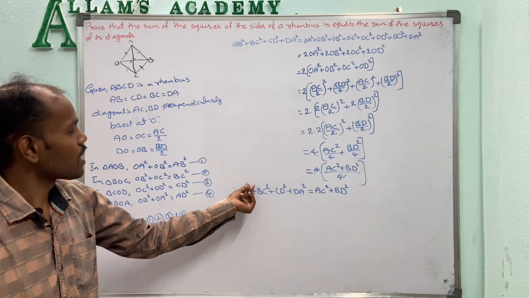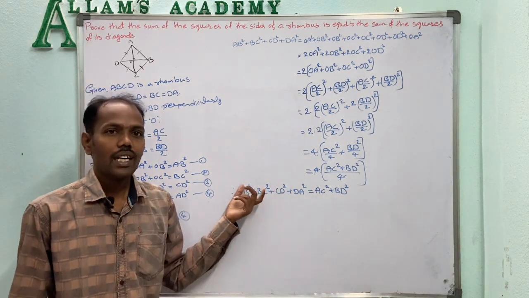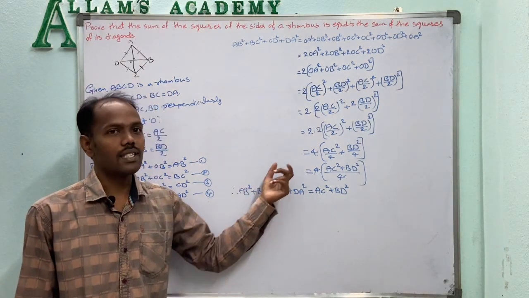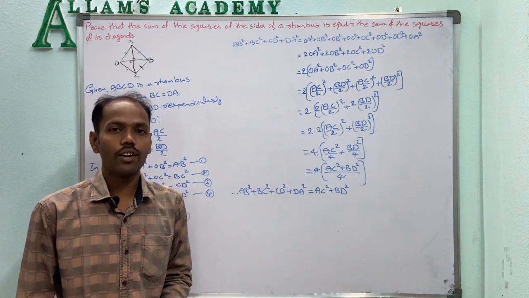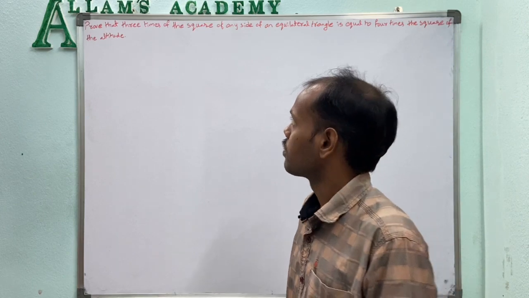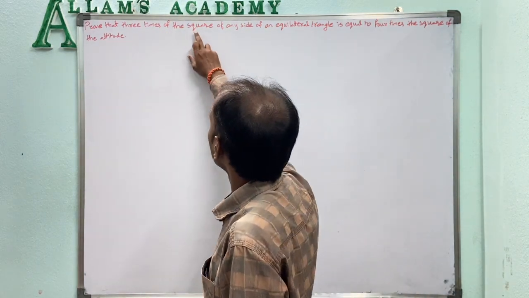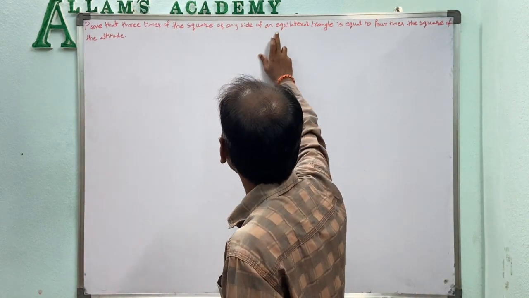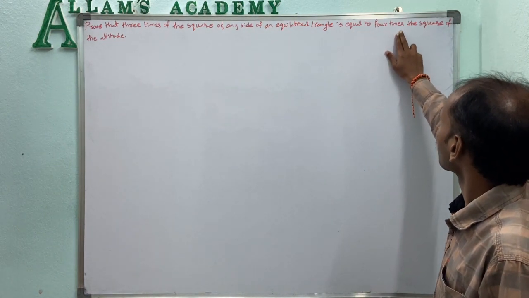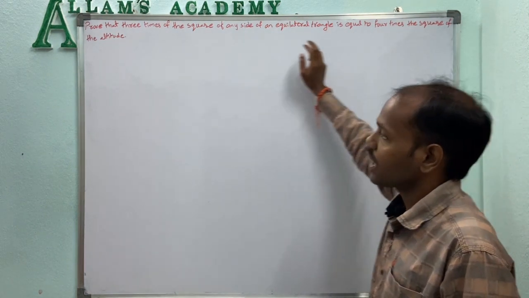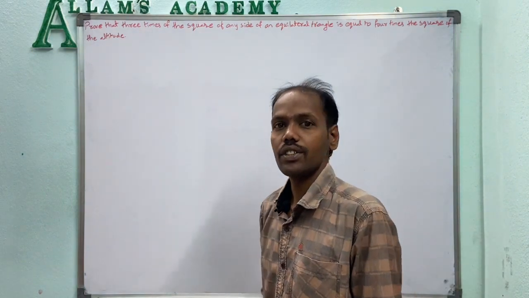So the sum of the squares of the sides of a rhombus is equal to the sum of the squares of its diagonals. Next problem: prove that 3 times the square of any side of an equilateral triangle is equal to 4 times the square of the altitude.